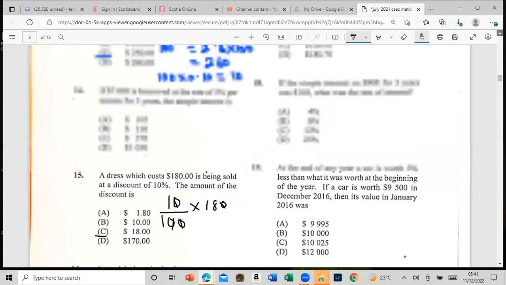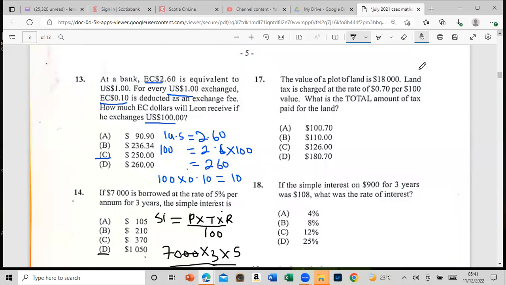Let's move on to 7. The value of a plot of land is $18,000. Land tax is charged at a rate of 70 cents per $100. What is the total amount of tax paid for the land?